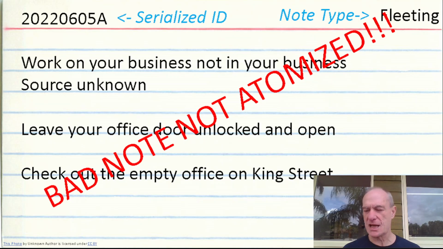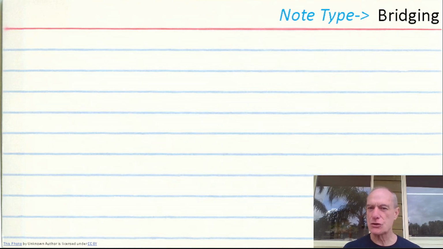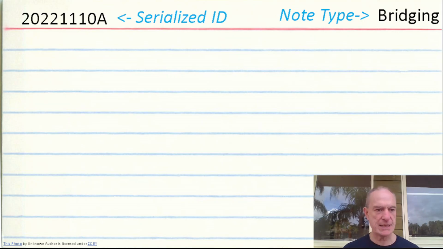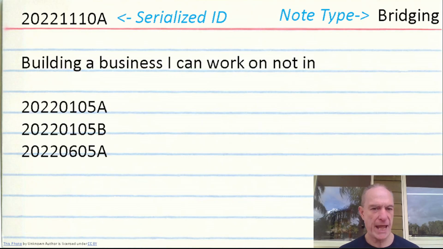I use another type of note. What type of note is that? That type of note is something that we call a bridging note. Now, what is that? Well, first of all, its note type is bridging. It's designed to draw together multiple zettels and multiple thoughts. It has a serialized ID just like any other. So this was much later in the year, 2022-11-10, the 10th day of November, when I did it. And what did I put on the bridging note? I could put a comment there, and I did, and I've put some other things there.